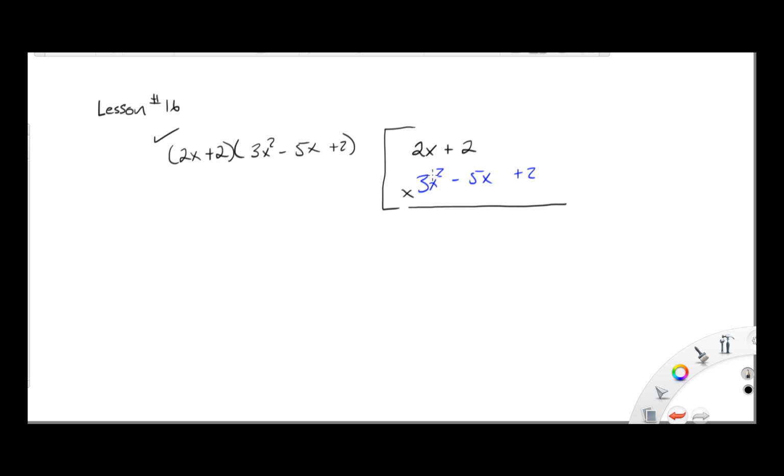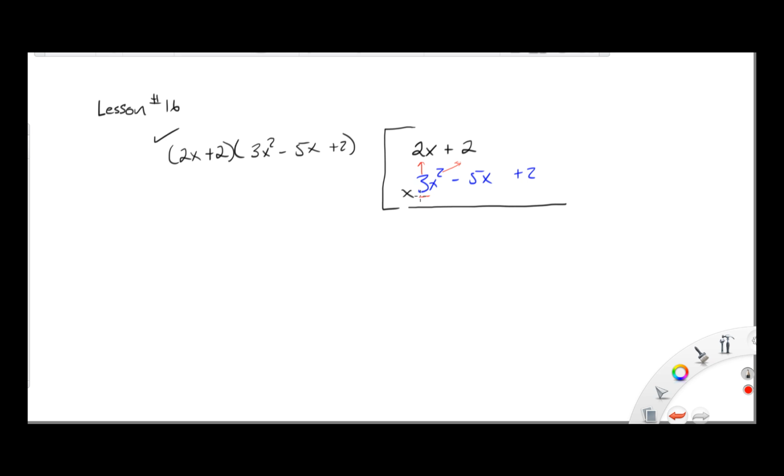So when you multiply these polynomials, you can put the 2x plus 2 on the bottom and then the longer polynomial on the top, but your text shows it this way, and I think it is a little bit easier. So let me just explain, okay? In red, I'm going to demonstrate how we're going to multiply. So we're going to multiply 3x squared from this one and then this one.